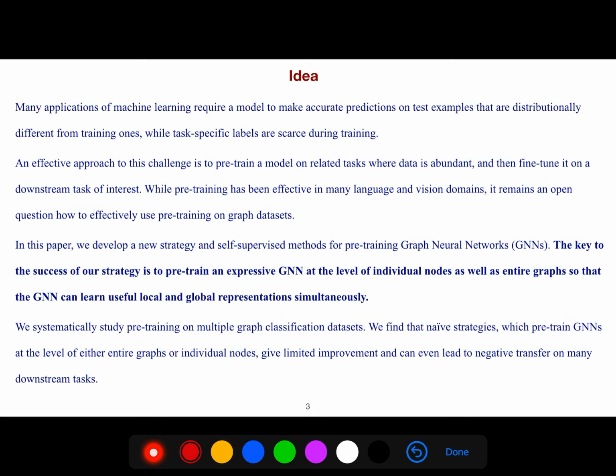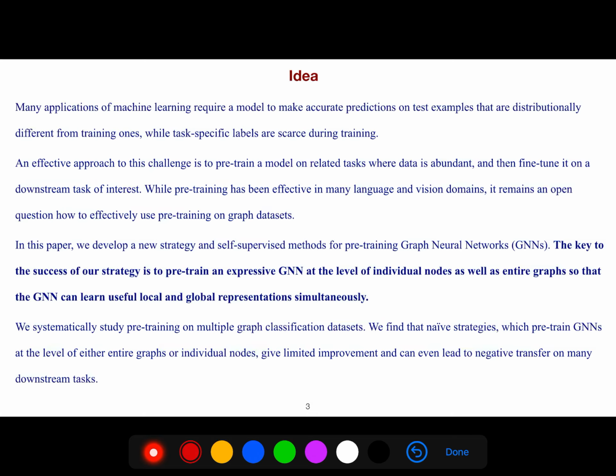While pre-training has been effective in many language and vision domains, it remains an open question how to effectively use pre-training on graph datasets. In this paper, we develop a new strategy and self-supervised methods for pre-training graph neural networks. The key to the success of our strategy is to pre-train an expressive GNN at the level of individual nodes, as well as entire graphs, so that the GNN can learn useful local and global representations simultaneously.